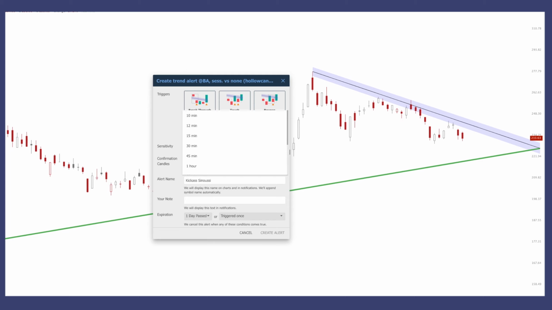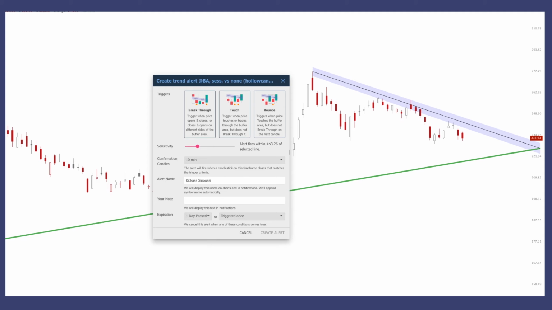I like to use the 10-minute candle here. So the confirmation on the 10-minute means that whenever the 10-minute candle closes anywhere within this purple area, you'll be alerted. The next one is alert name.